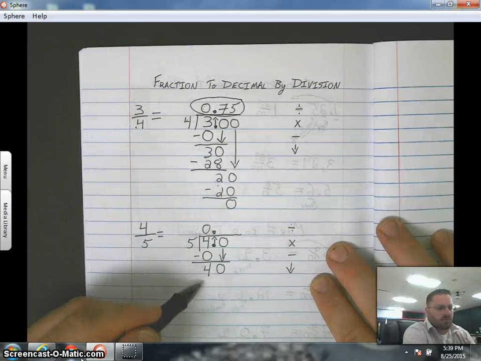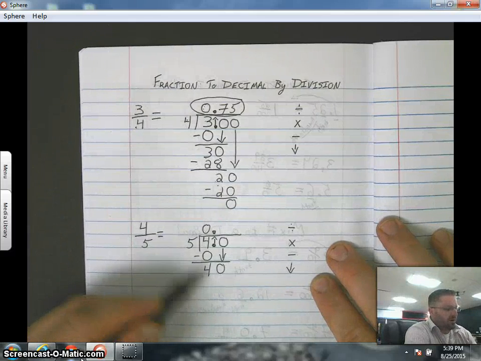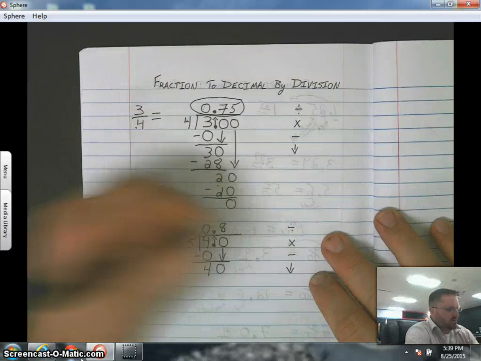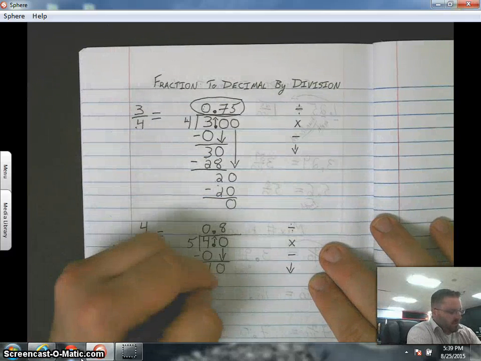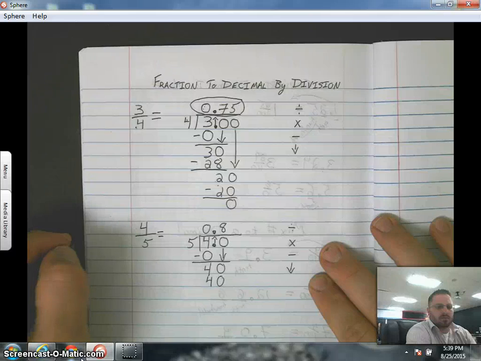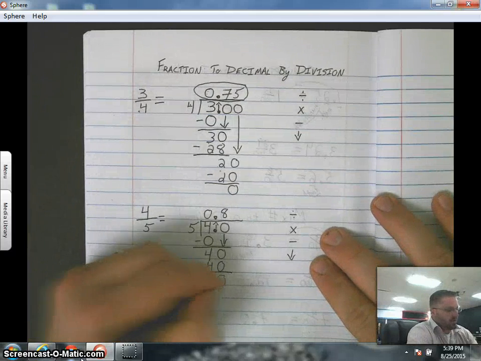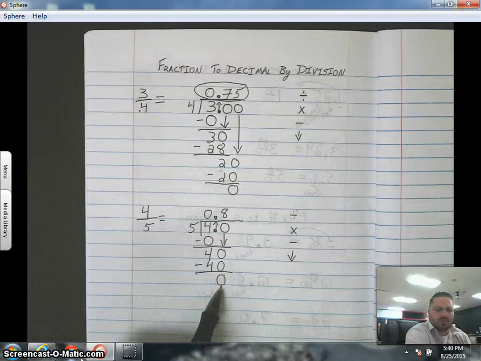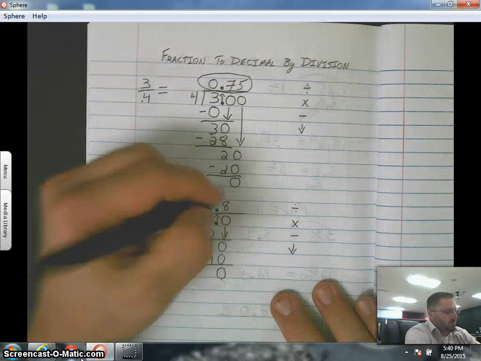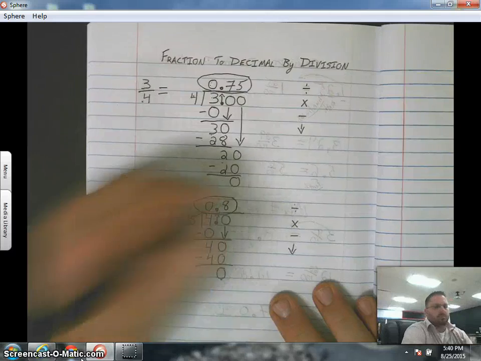I now have the number 40. 40 divided by 5 is 8. 8 times 5 is 40. 40 minus 40 is 0. And I have nothing left over, so I don't need a drop. My answer is 0.8.